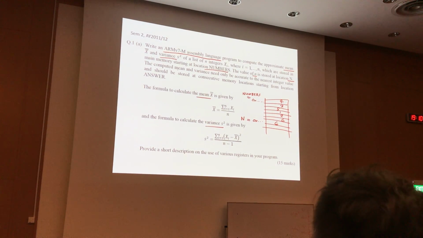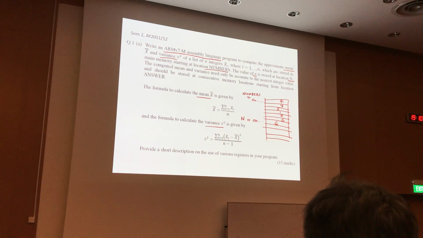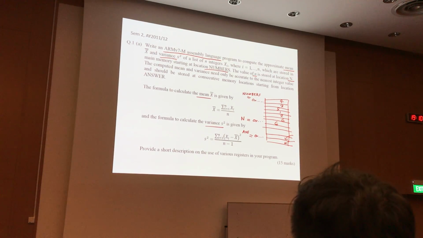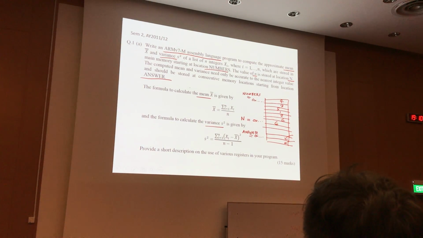Then it asks you to compute this mean and variance, right? And then after that, store the mean and variance in 2 other words. So the mean comes inside here, the variance comes inside here. And then this one has certain address, and this one is answer. So this label answer is telling you where to put the answer. So you have to understand what you need to do.